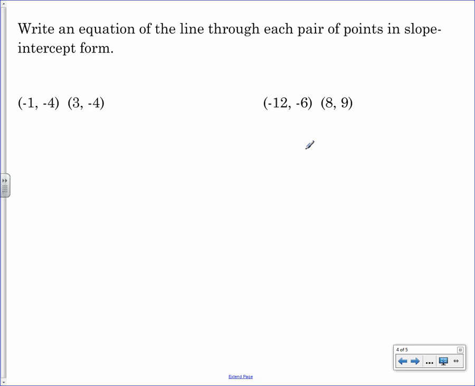All right. I wrote to do this one first. I don't remember why, but I said to do this one first for some reason, so let's do this one first. Write an equation of the line through each pair of points in slope-intercept form. So that means y equals mx plus b. I need m and I need b, the y-intercept. Do I have m? Did they just say m is 7? No. So how can I find m?